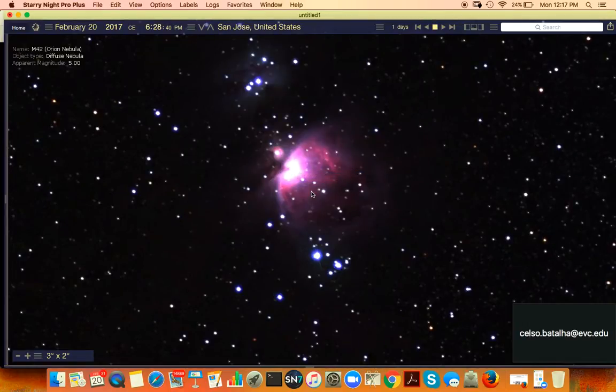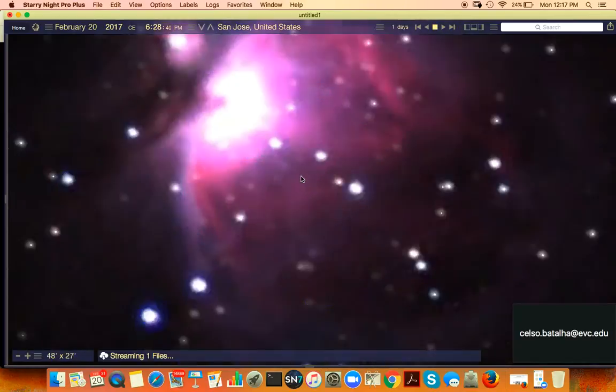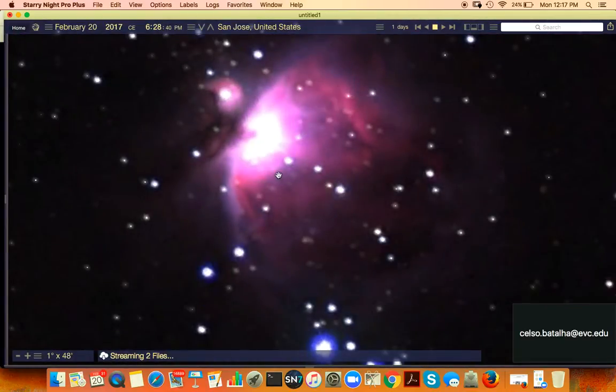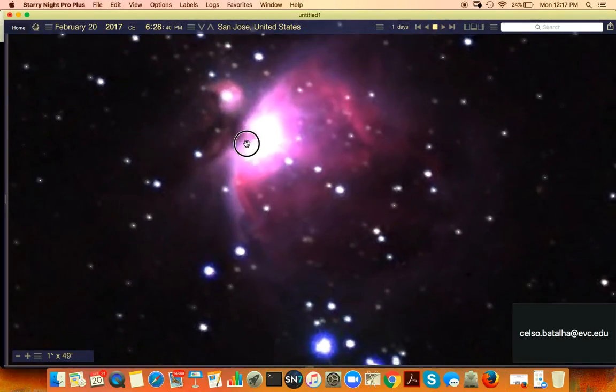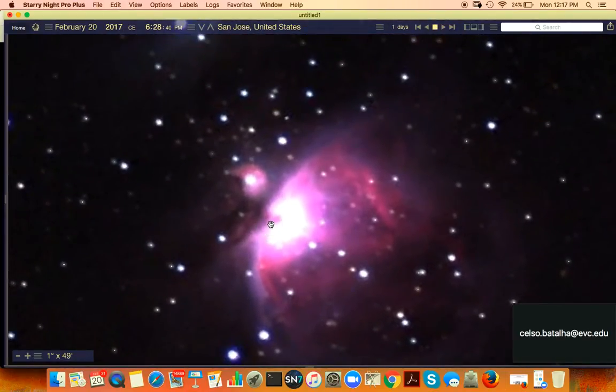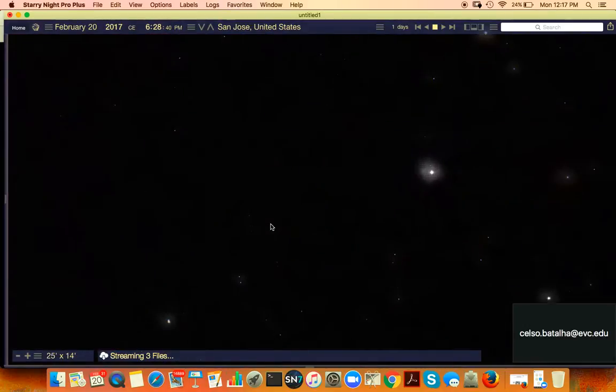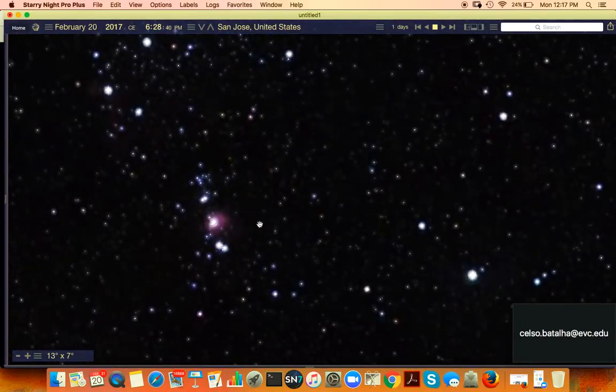So this is the Orion Nebula. The Orion Nebula is a star-forming region, and all this glow comes from OB stars. In fact, the O star and the Trapezium. Let's see if I can magnify them here. I think I lost them.